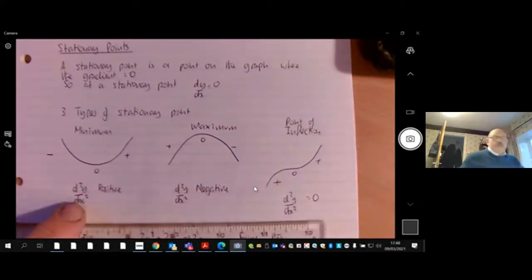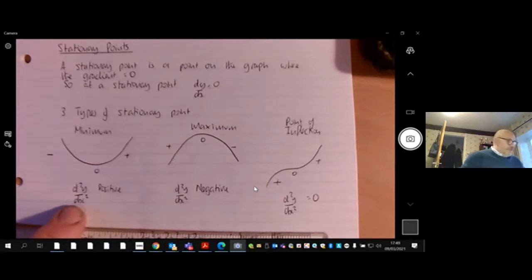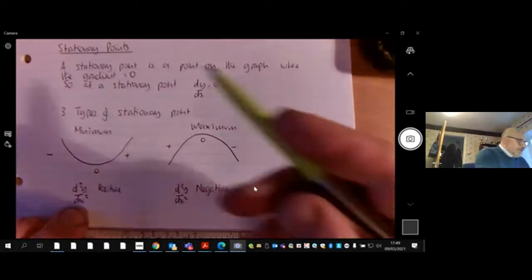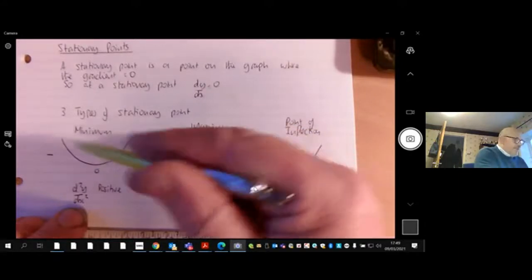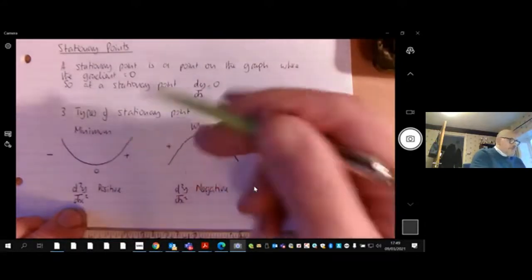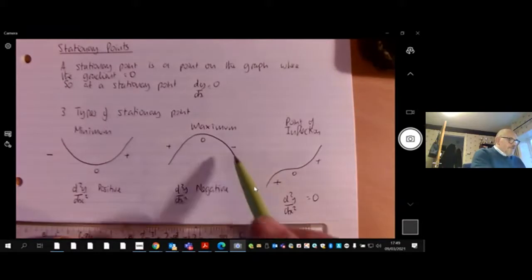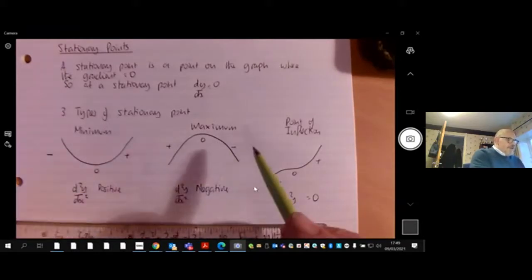But you've probably come across the second differential. You differentiate a second time, and that's d2y by dx squared. If d2y by dx squared is positive, when you put that x value in, it's a minimum point. Obviously, for a maximum, everything's reversed.